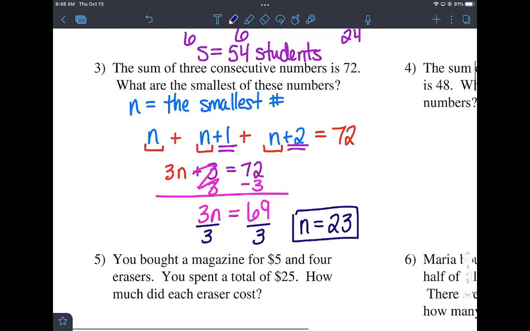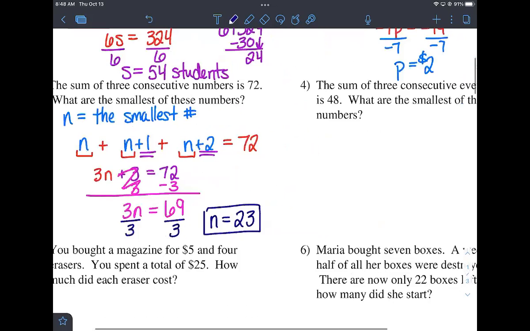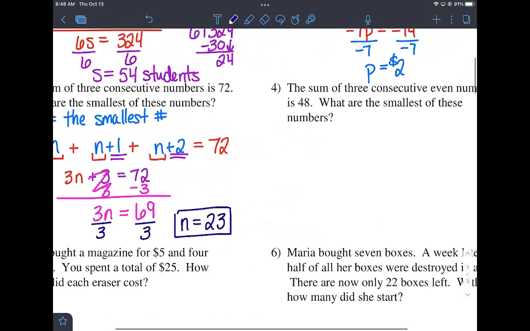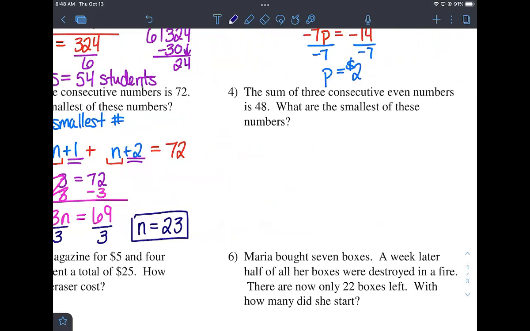All right, number 4 is a very similar question. This time it says the sum of 3 consecutive even numbers. Now your even numbers are 2, 4, 6, 8, 10, 12, 14, 16, right? All the numbers that 2 would go into. How far apart are the even numbers on the number line? They're 2 apart. Every other.